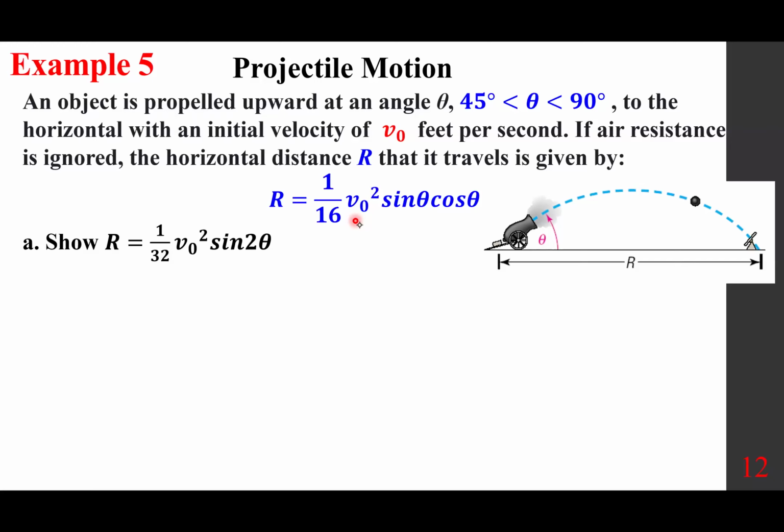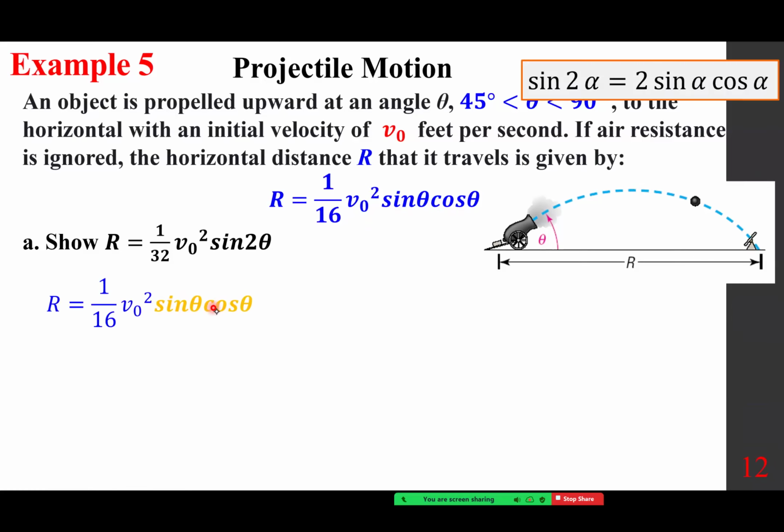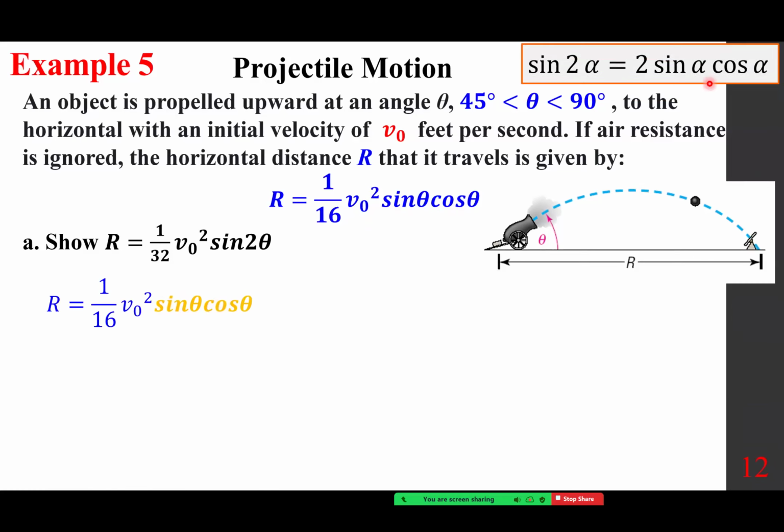Well, we are going to rewrite this, and we notice that this part, if it had a 2, 2 sine theta cosine theta would be sine of 2 theta, but it's not. So this part is half of sine 2 theta. Sine 2 alpha is 2 sine alpha cosine alpha. So this part in yellow is half of sine 2 theta, half times 1/16. That's 1/32 v0 squared sine 2 theta, and that's the proof.